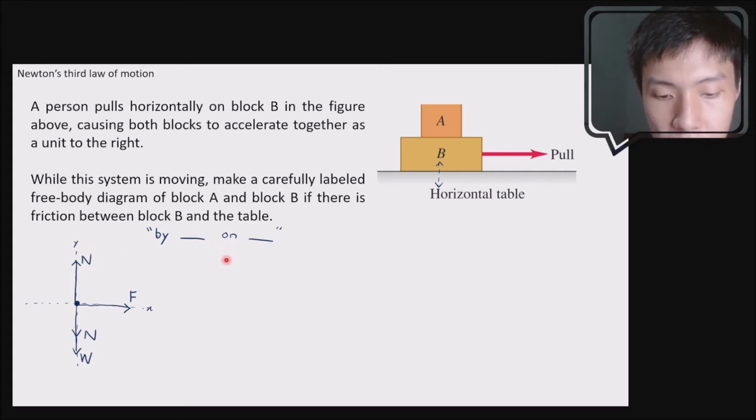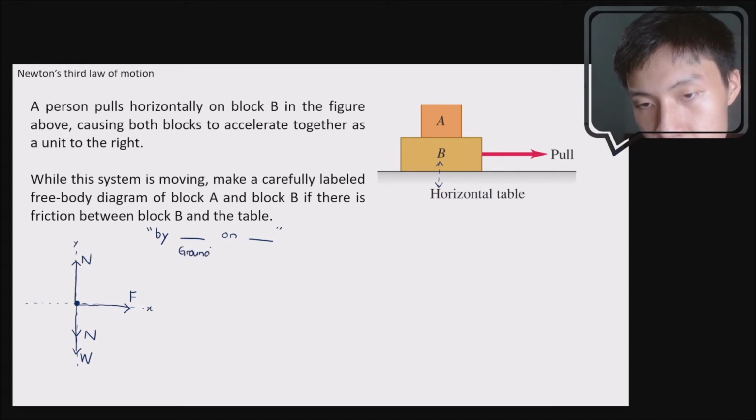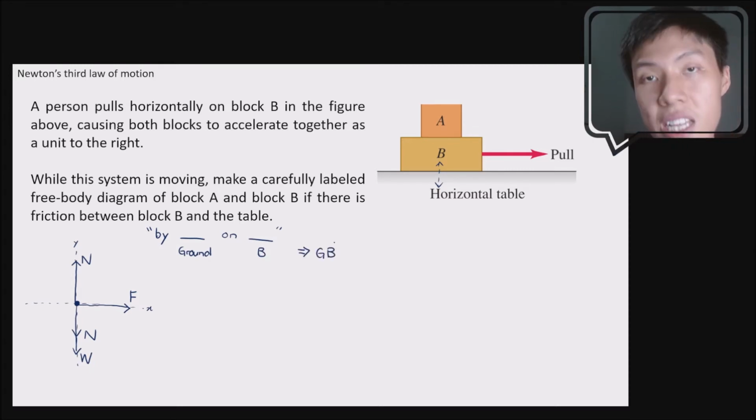So if it's by the ground on block B, if we substitute ground here, then on B, our notation will be by ground on B. Again, it's always by first, then on. If you follow my series, it's always by first, then on. So G, B. Okay, so this will be by ground on B.